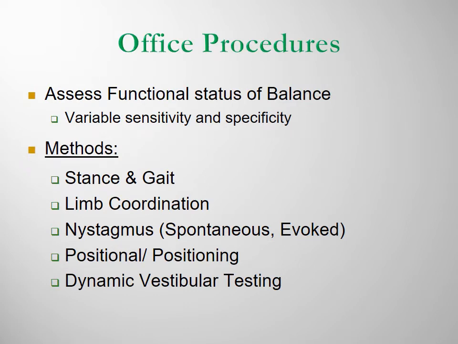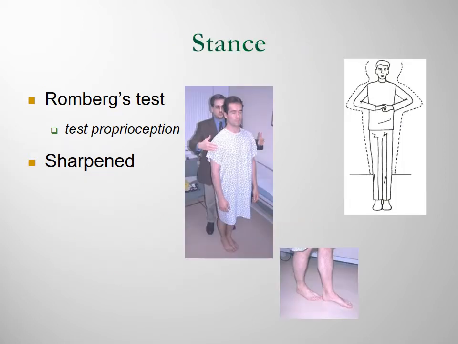The office procedures assess functional status of balance, but of course with variable sensitivity and specificity. But the advantage is that they are simple and could be used in the office without advanced equipment. The methods include stance and gait, limb coordination, nystagmus, spontaneous and evoked, positional and positioning, and dynamic vestibular testing.